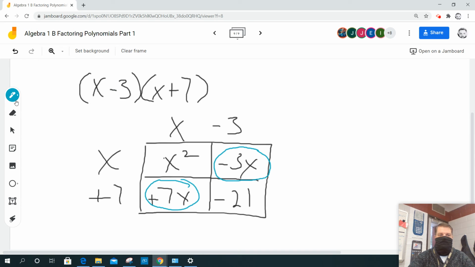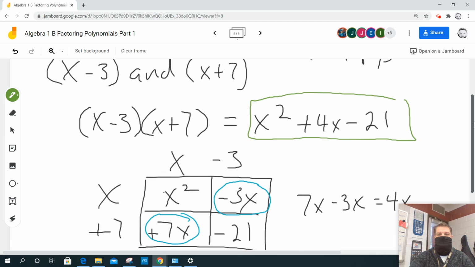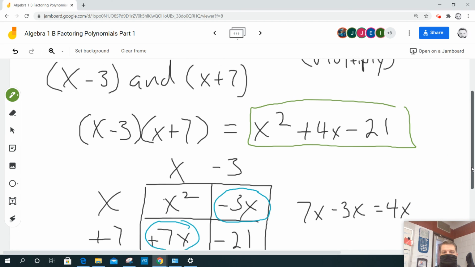This whole thing equals x squared. What's 7 minus 3? It's positive 4. So 7x, let me write it out so you guys see what I'm doing. 7x minus 3x equals 4x. And then I have negative 21. That's it. That's all we got. So I'll leave that up there so you guys can write it all down.